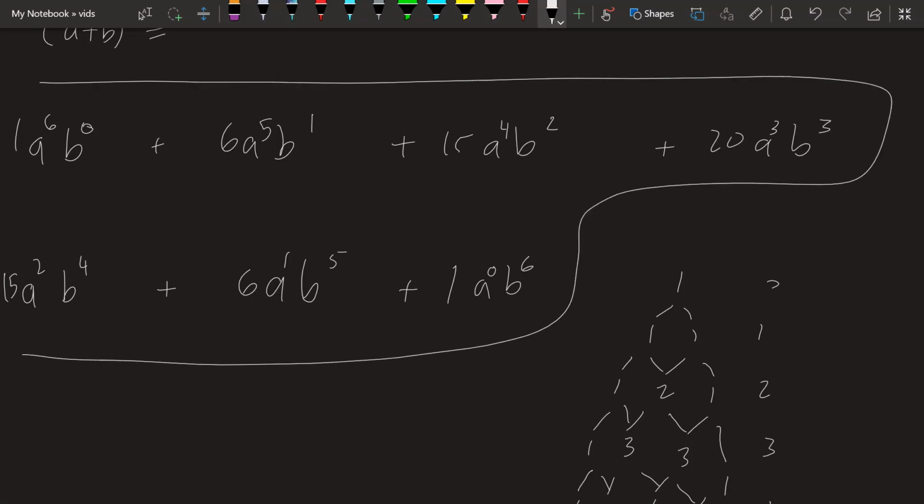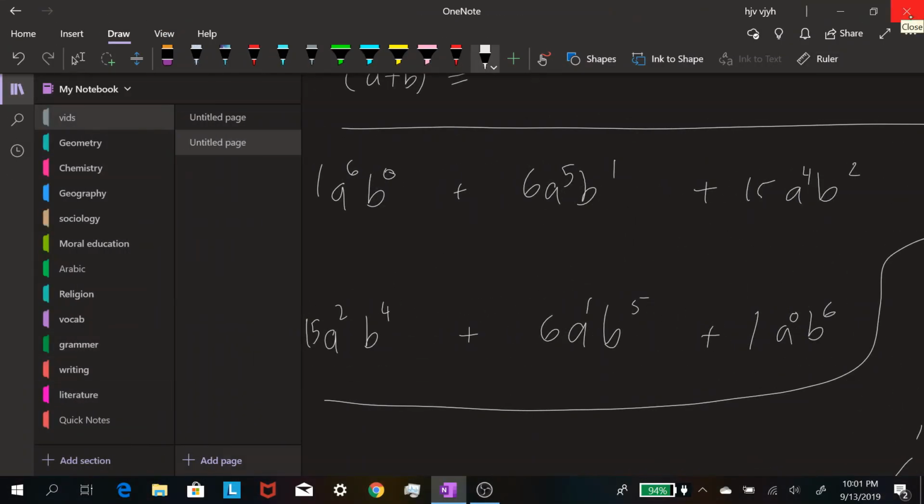This is your answer, and it didn't take 3 minutes to solve. Instead of using the binomial theorem, which is sigma k goes from 0 to n, and so on, you really don't have time to do that in the exam, so just use the Pascal's method. And let's go to the next activity.